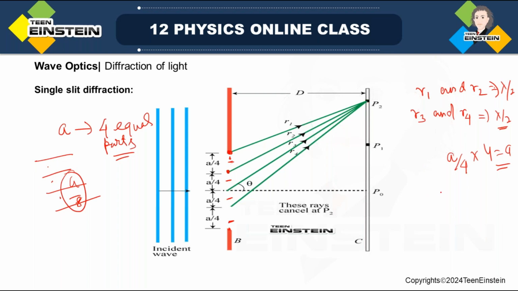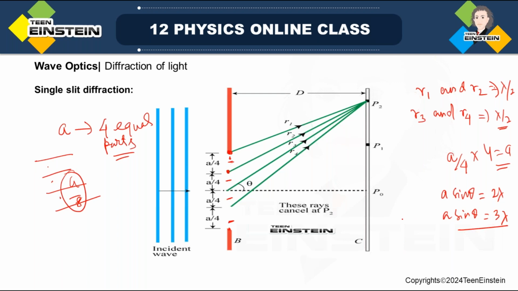Eventually we'll see the condition will be satisfied: a sin theta is equal to 2 lambda. Like that, if we want to go for the third secondary minima, then the condition will be a sin theta is equal to 3 lambda. Like that it will come.